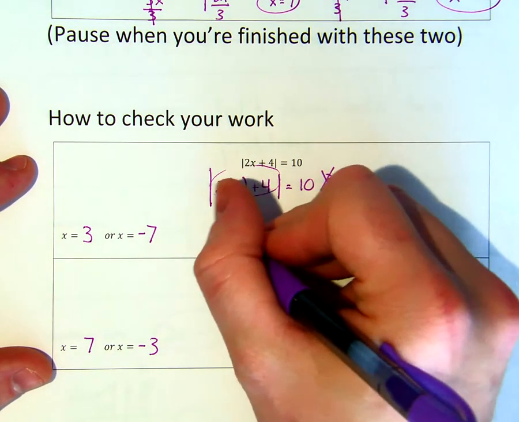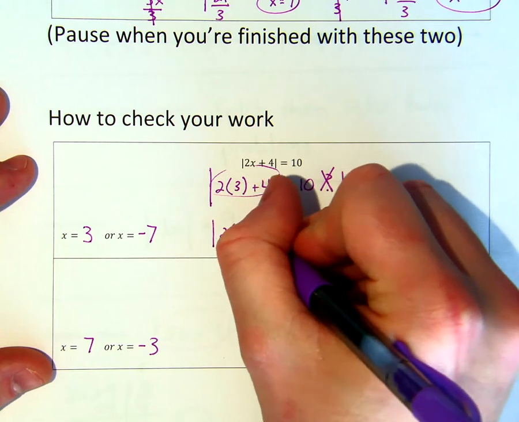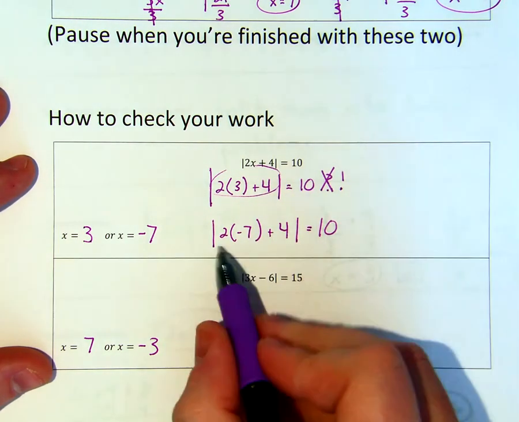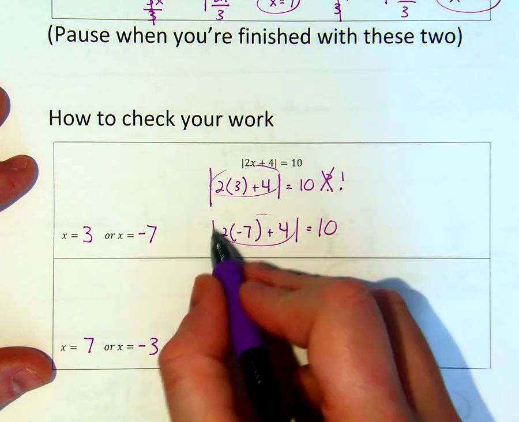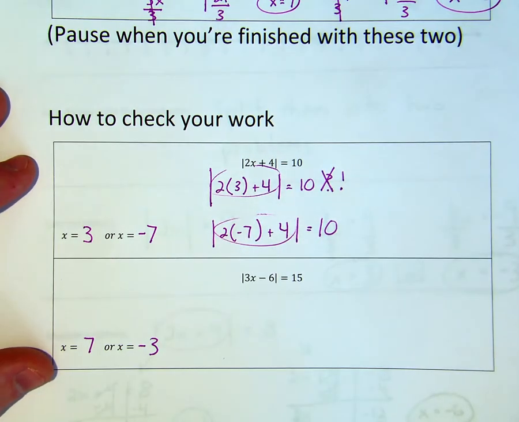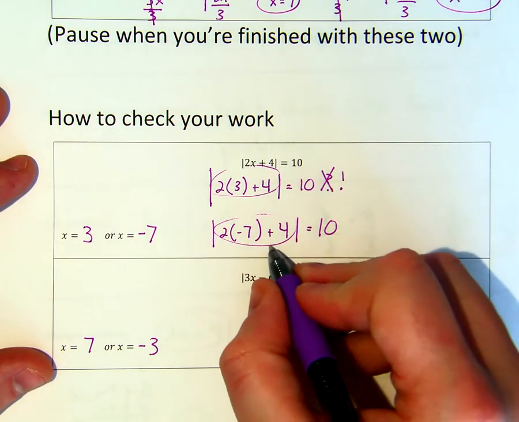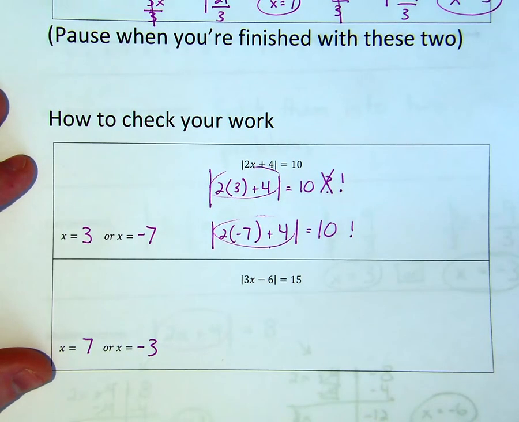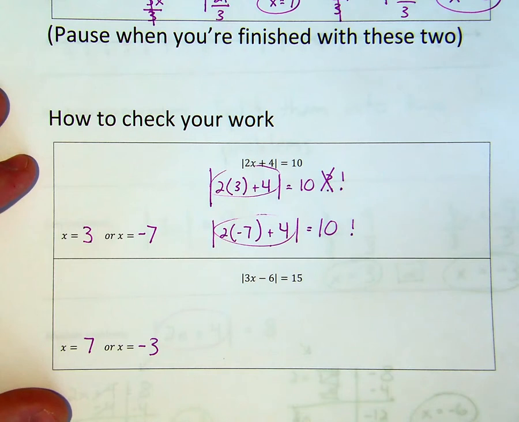If we were to change x to negative 7, you would have this equation. You can type this part right in a calculator as long as you use the parentheses. You would get negative 10. Remember that the absolute value of negative 10 equals 10. So both answers are correct.